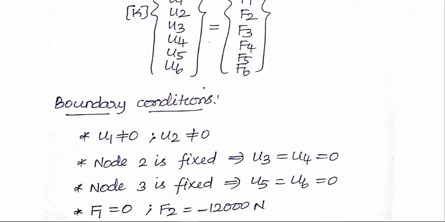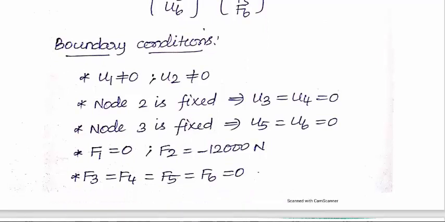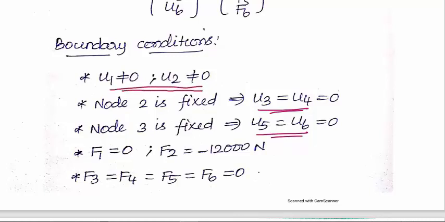Okay. Considering the boundary conditions of the problem, node 2 and node 3 are fixed. So the corresponding displacement components U3, U4 and U5, U6 are 0. Node 1 is not fixed in the problem. So the displacement components corresponding to nodal point 1, U1 and U2, are not equal to 0. Considering the force components, only at the first nodal point, in the negative y-axis direction, a force of magnitude 12,000 Newton is applied. So F2 is minus 12,000 Newton. All the remaining force components are 0.